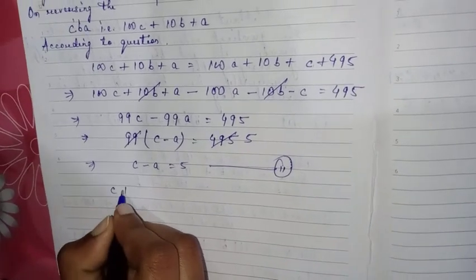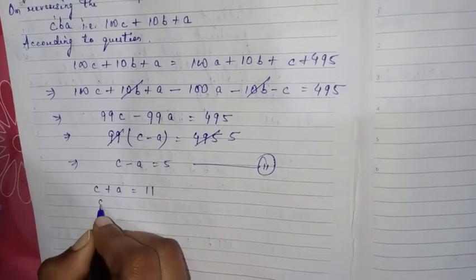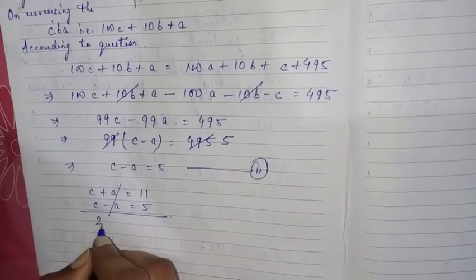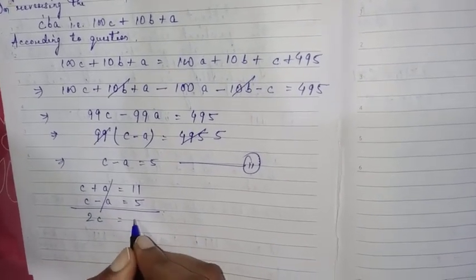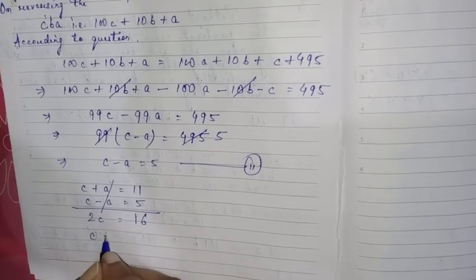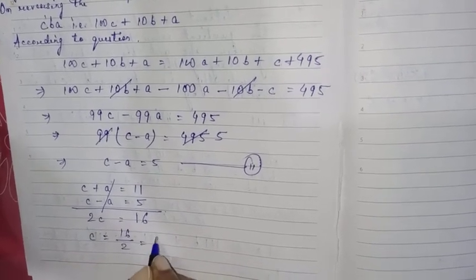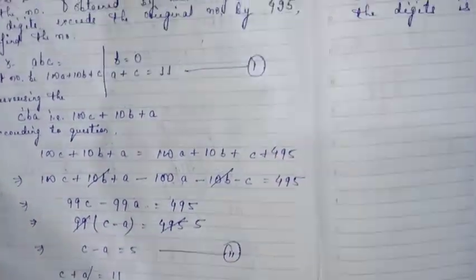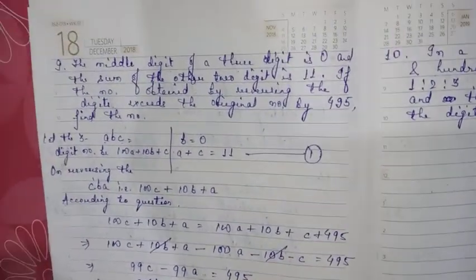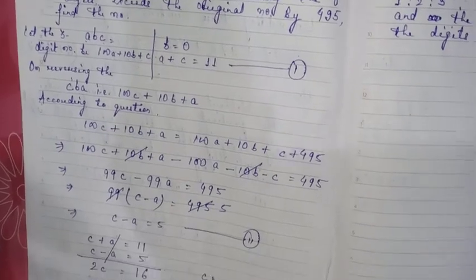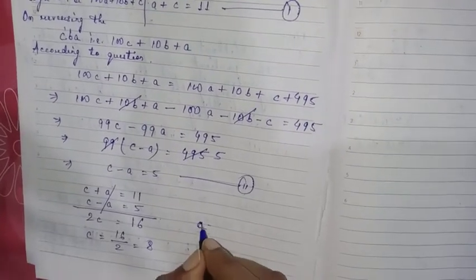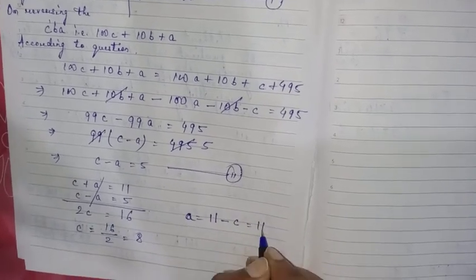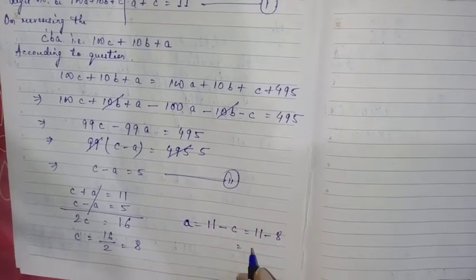So C plus A is equal to 11. Here C minus A is equal to 5. Solve this, plus minus cancel. 2C is equal to 11 plus 5, that is 16. So C is equal to 16 by 2, that is 8. Now put the value of C in equation 1 or 2, anywhere. Here, A is equal to 11 minus C. So 11 minus 8, that will be 3.